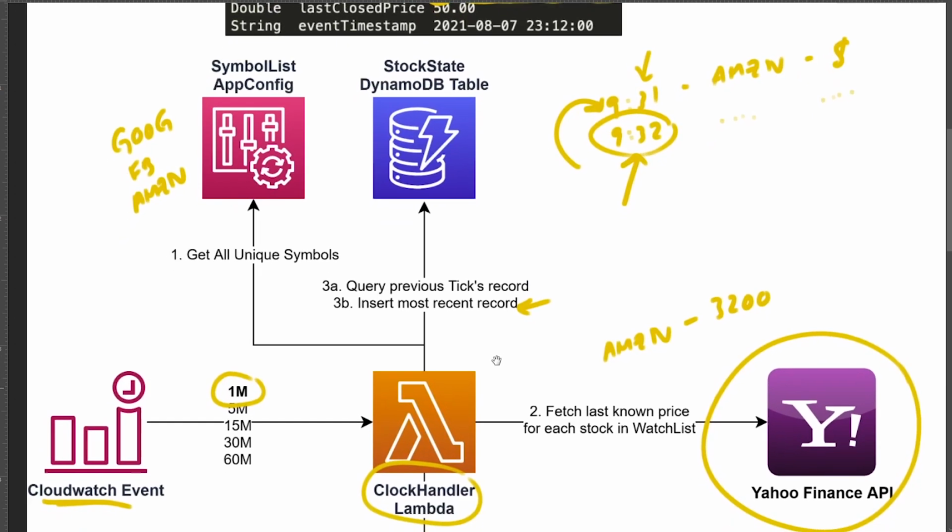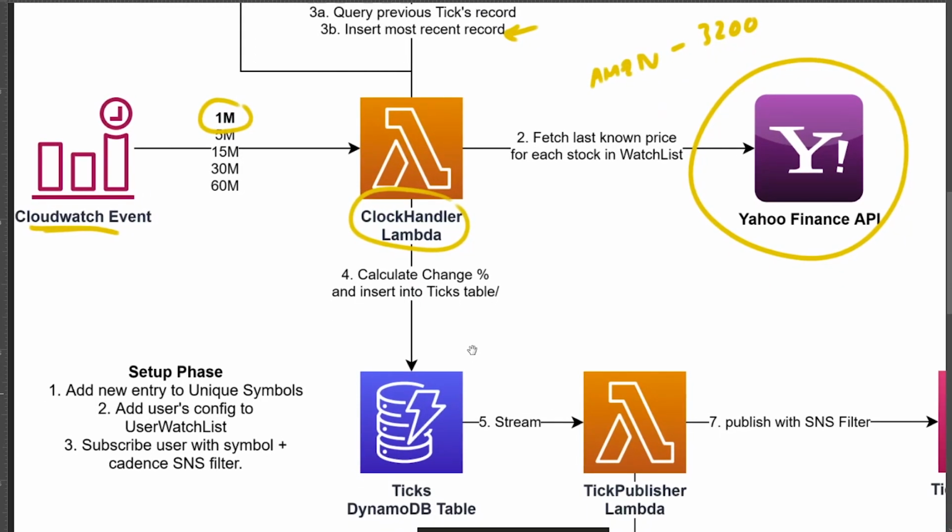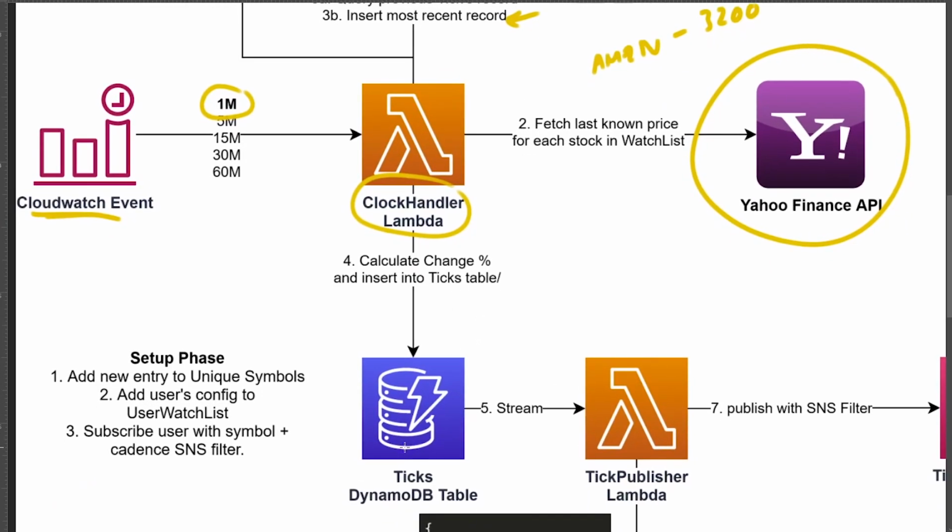So from here, now we have these two records in hand, and we can move down to the next portion of this application. And that is this ticks table that I've created, and it's going to be the holder of the change state, essentially, or the delta percent between these different symbol events. And you can see here, I want to calculate the change percent between the previous minute and the current minute, and then insert that record into the ticks table.